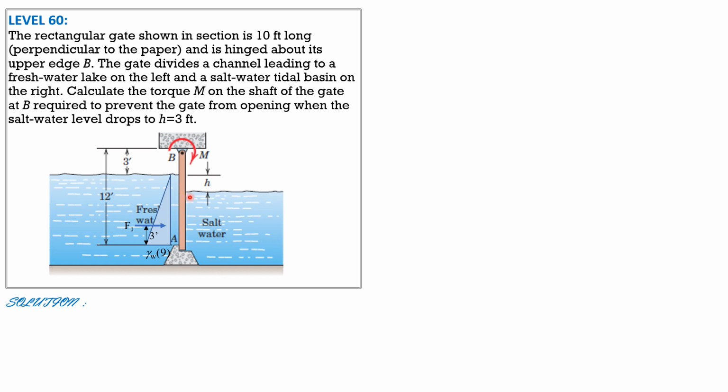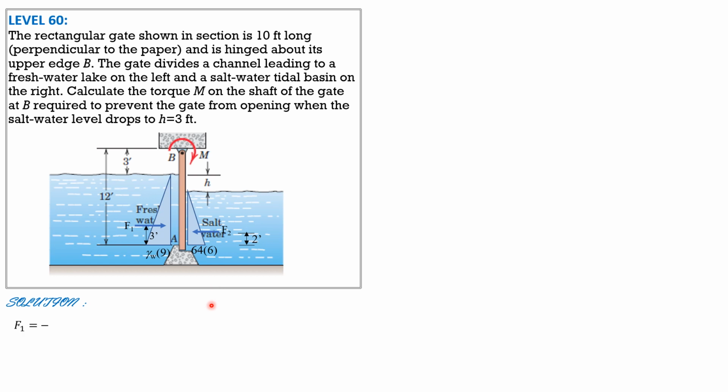Likewise, on the other side, the pressure distribution is also triangular. And we have 64, the specific weight of seawater, times depth, because H is 3 given here. So this height is 12 minus 3 minus 3, so 6 feet. Specific weight of salt water, 64 pounds per cubic foot, times 6 feet. So this is in pounds per square foot. And the equivalent force is F2. Since the depth of seawater here is 6 feet, 1/3 of 6 feet is 2 feet moment arm.